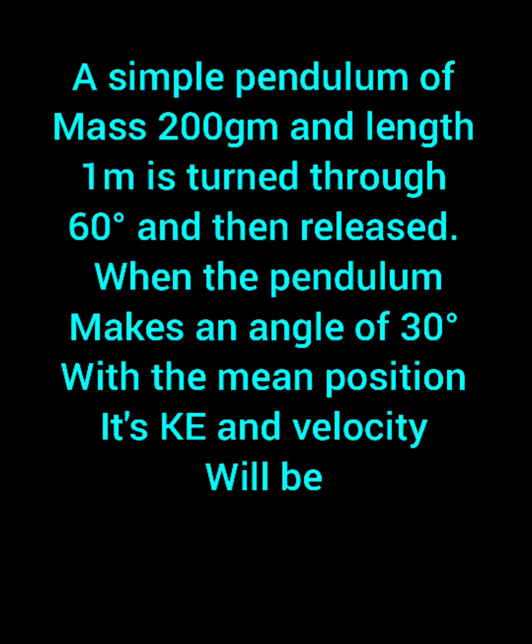A simple pendulum of mass 200 grams and length 1 meter is turned through 60 degrees and then released. When the pendulum makes an angle of 30 degrees with the mean position, its kinetic energy and velocity will be.